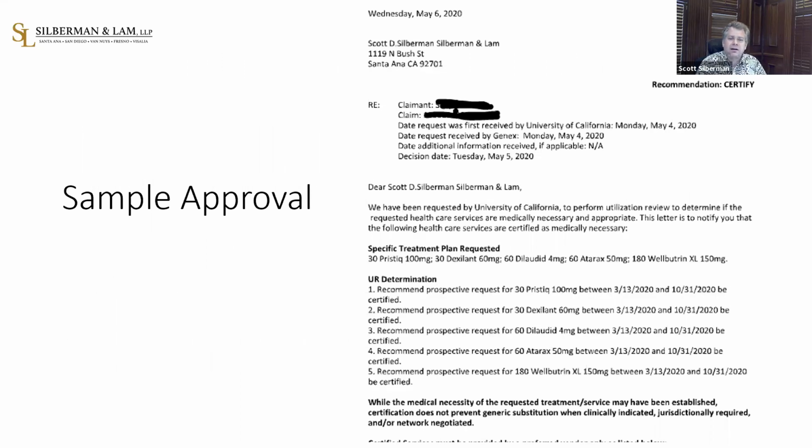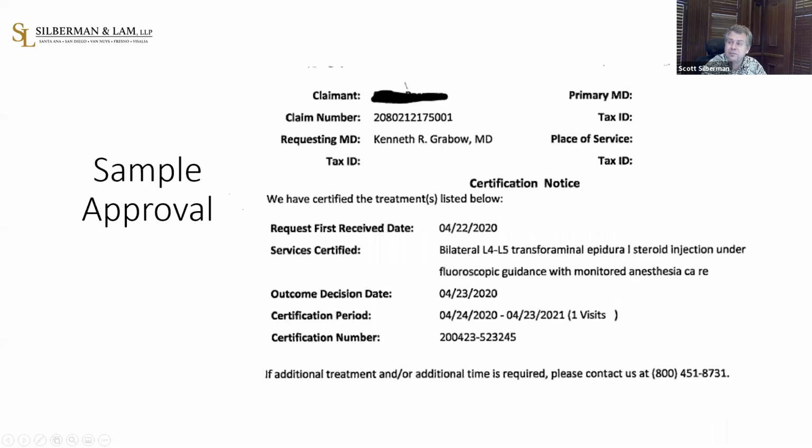Okay, so I have here some samples of what you may see when you get it in the mail, so you know what it is. So this is a sample of an approval letter. In this case, the injured worker had 5 different medications, and all of them were approved. Request for the different medications, and they're each listed here. Here we have one called Prestique. I'm not going to try to pronounce all these, but as you can see, there's 5 different, and they all say certified. So certified is a key word on these. Certified means they're approved, and you should be able to go to the pharmacy and pick those up.